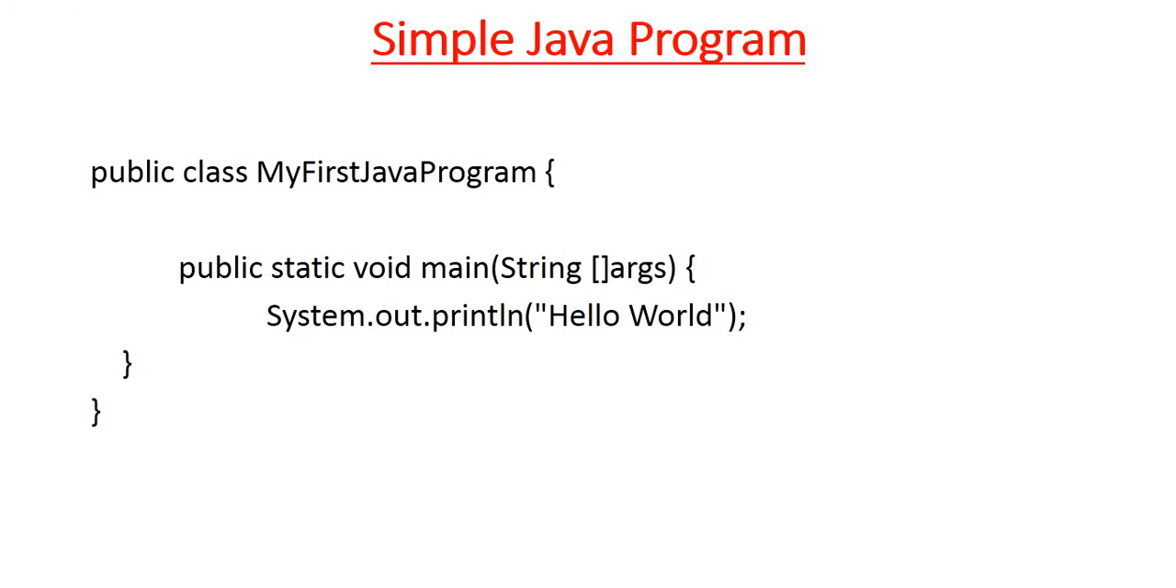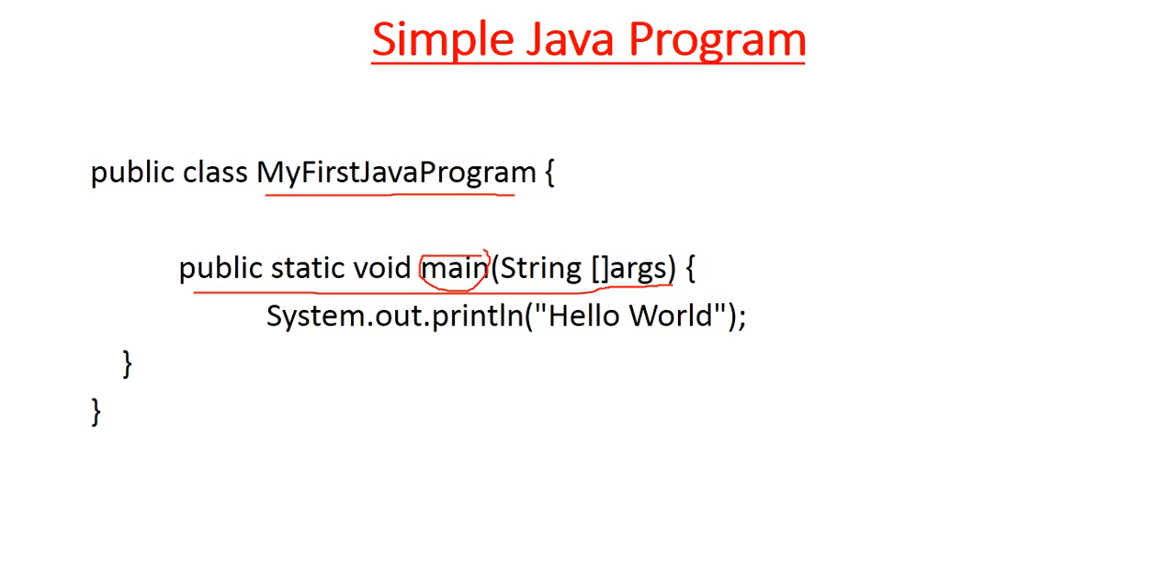So this is an example of simple Java code. As we all know, we have to start with declaring a class. In that case we have defined My First Java Program, and then we have to define the main method. And in Java, this is the pattern in which we declare the main method.